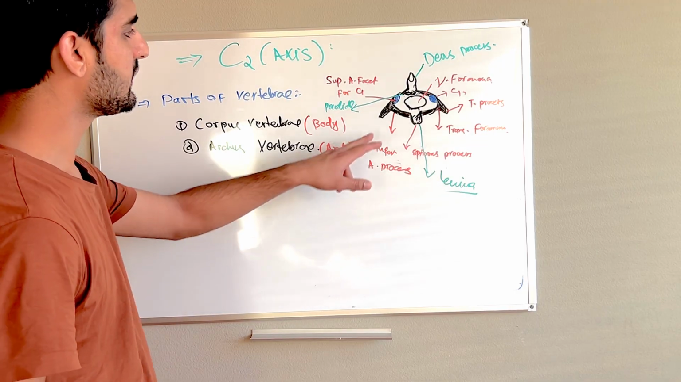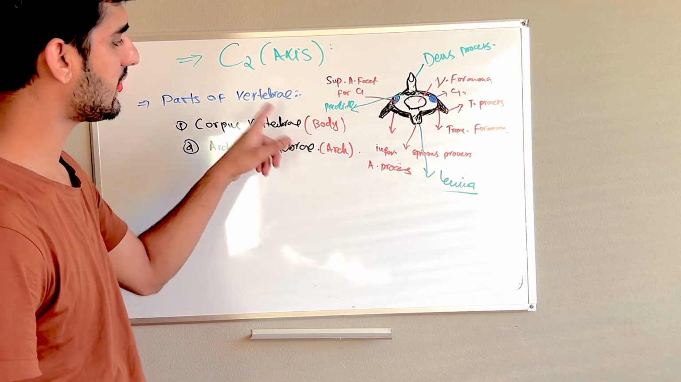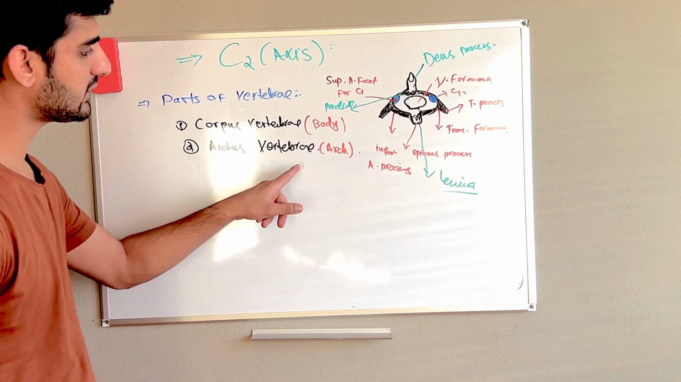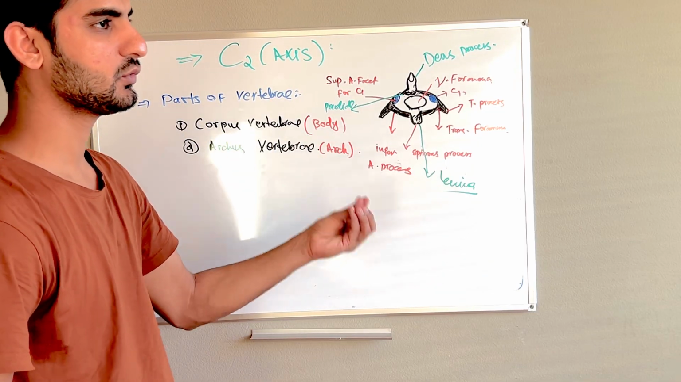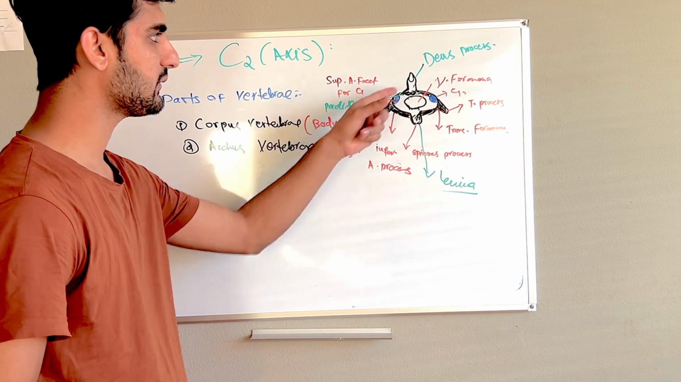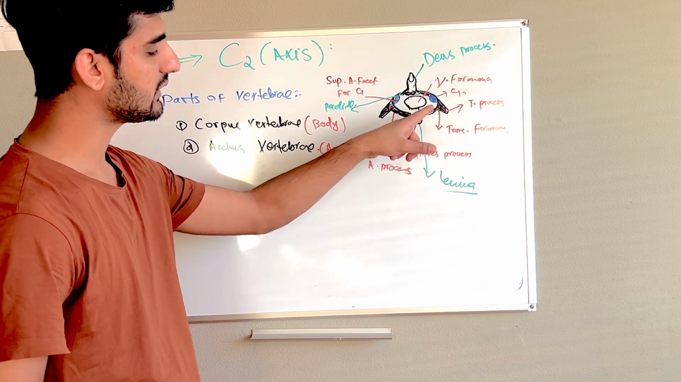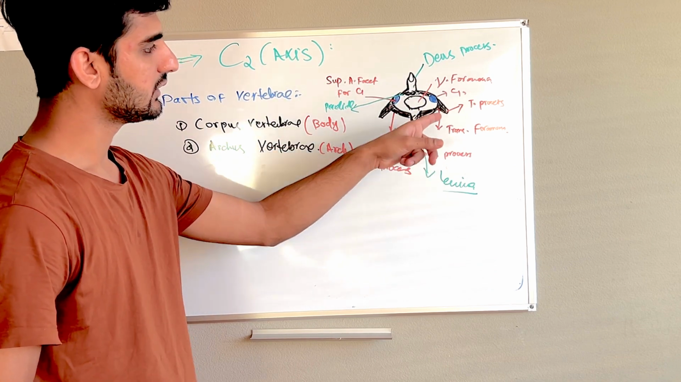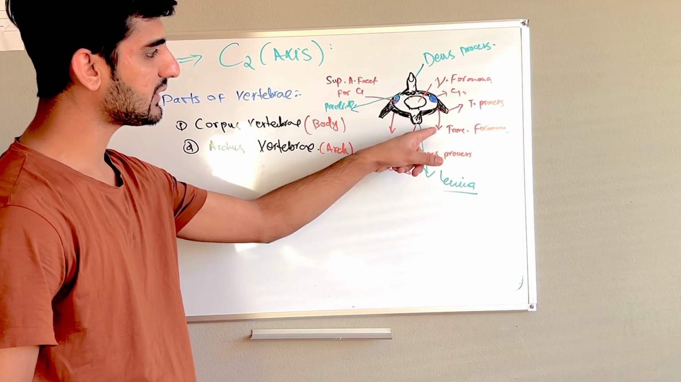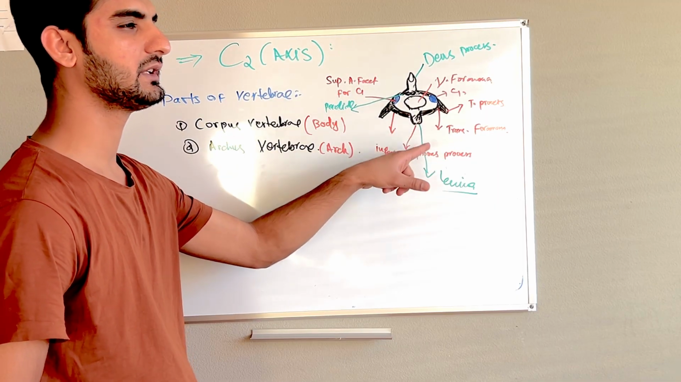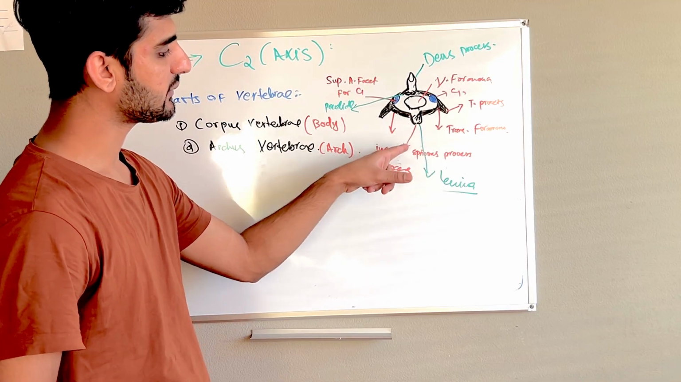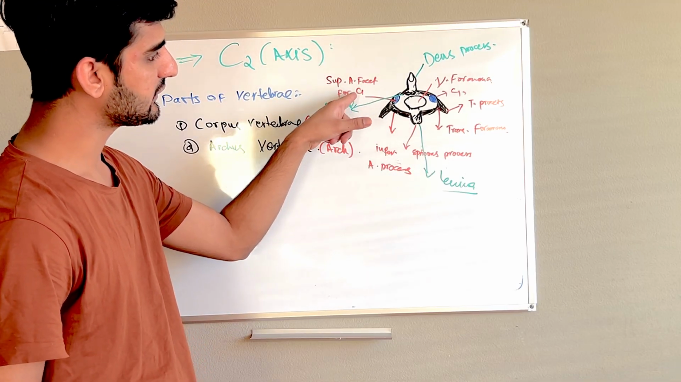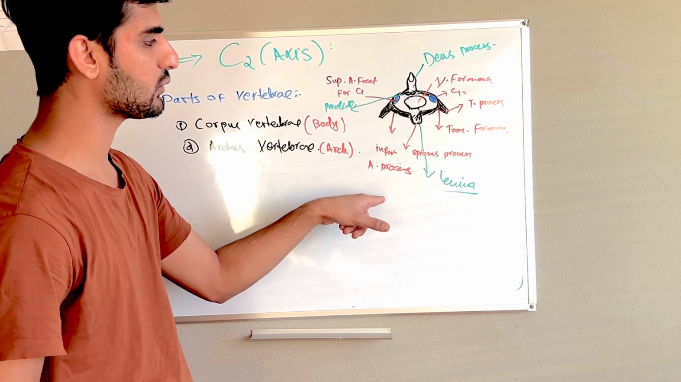Again, we have two parts: corpus vertebra or body of vertebra, arcus vertebra or arch of vertebra. Okay, then we have the most important thing which we need to recognize the C2 vertebra. We have dens process, then we have the same processes like in atlas. We have transverse process, transverse foramina, because I already told that transverse foramina are only in the cervical region. Okay, then we have spine process, superior articulating facet for C1 and inferior articulating processes.